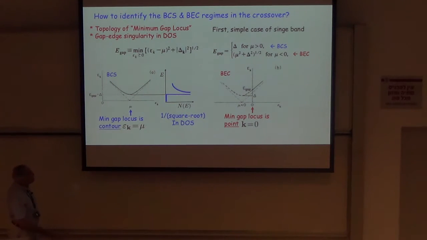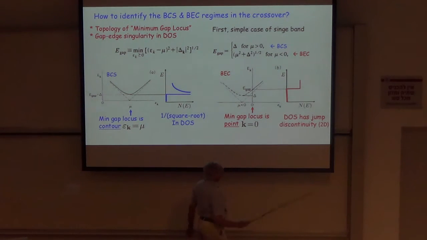But what happens in the BEC limit, where the gap has this different form, is a little bit different, because now the minimum could have been out here. But actually, you are supposed to only look at the minimum of the Bogoliubov quasi-particle energy within the band. So the actual minimum is shifted to a single point rather than a contour, k equals 0. And then the energy gap is not delta, but the square root of delta squared plus mu squared. And the corresponding singularity in the density of states is now no longer 1 over square root. It's just the standard band edge singularity you have. In two dimensions, it's a jump discontinuity. In three dimensions, it's actually a square root rather than a square.